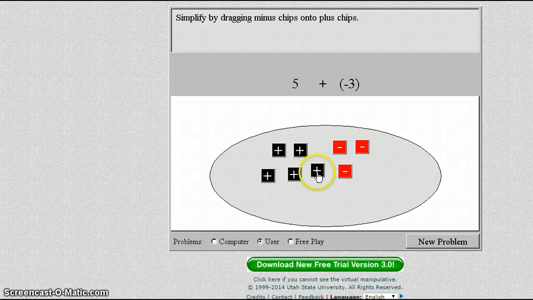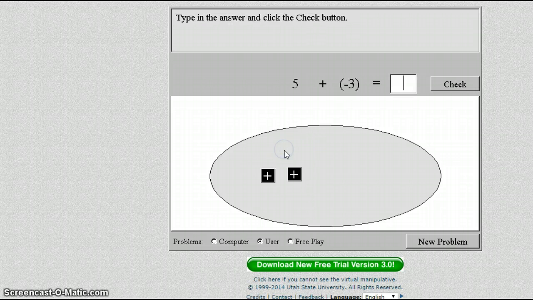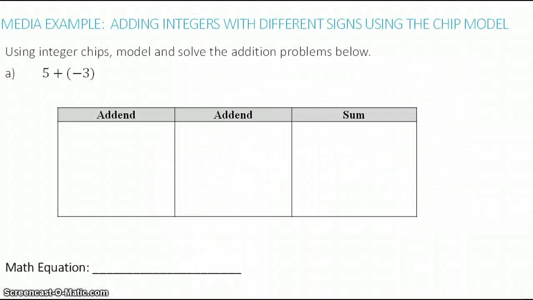So we saw that a pair with a plus chip and a negative chip cancel each other out. So we're going to drag these on top of each other, canceling those out until we're left with chips of only one color. And in this case, we're left with 2 positive chips, or 2. So now let's see how we're going to enter that on our worksheet.